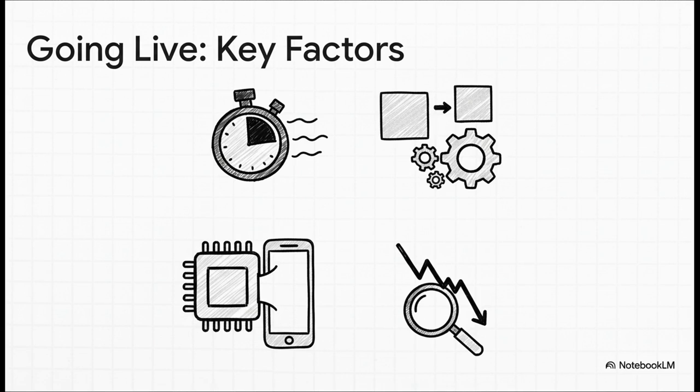Does it need to work in real time, instantly? Can it scale up if millions of people start using it? Can it run on a tiny piece of hardware, like a microcontroller? And maybe the biggest one, you have to constantly monitor it for something called model drift. That's when a model's performance gets worse over time because the world changes. The job is never really done.